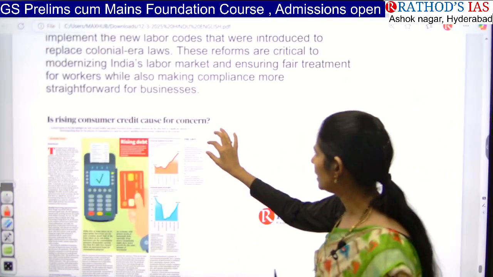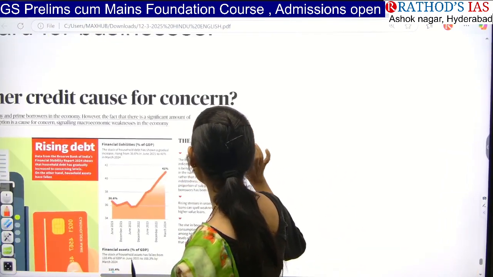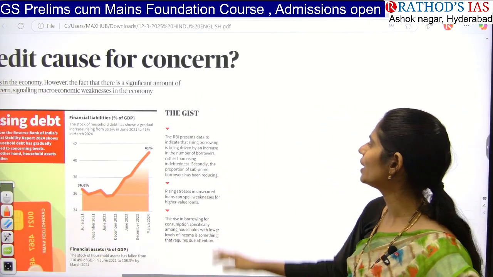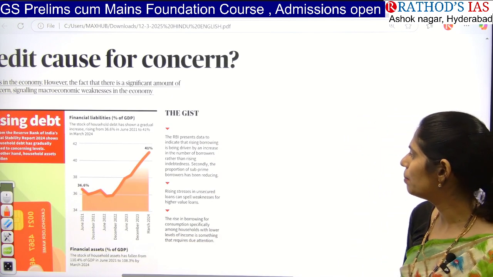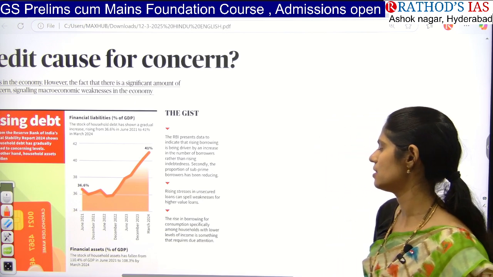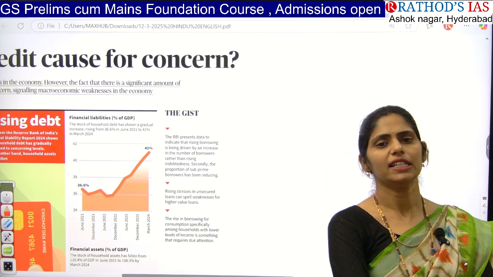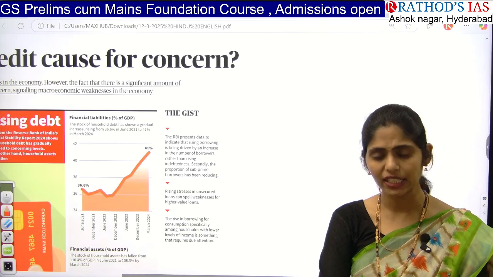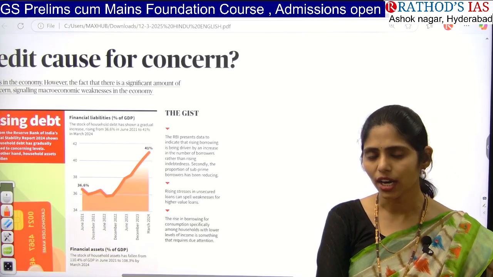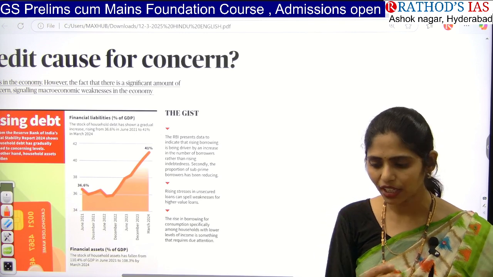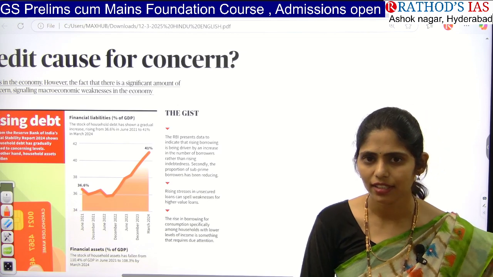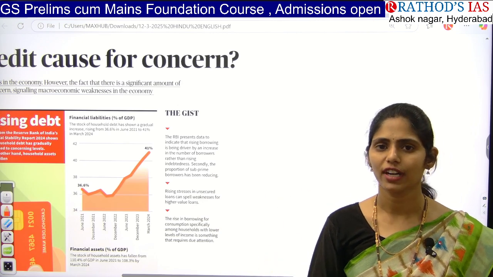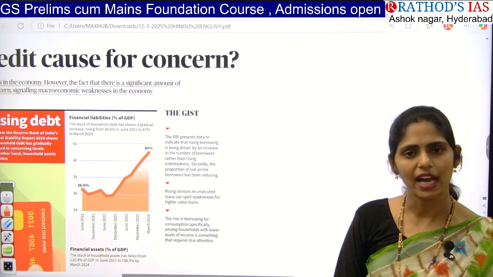And the next article is from the Text and Context section. This article is saying that the RBI is presenting data to indicate that rising borrowing is being driven by an increase in the number of borrowers rather than rising indebtedness. So this article is saying that there is increasing borrowing in India. This report of RBI says that yes, increasing borrowing is happening, but it is not causing indebtedness, because the number of people who are borrowing is increasing. It is not going to cause indebtedness of our country. So this is the one clarification which is given by RBI.